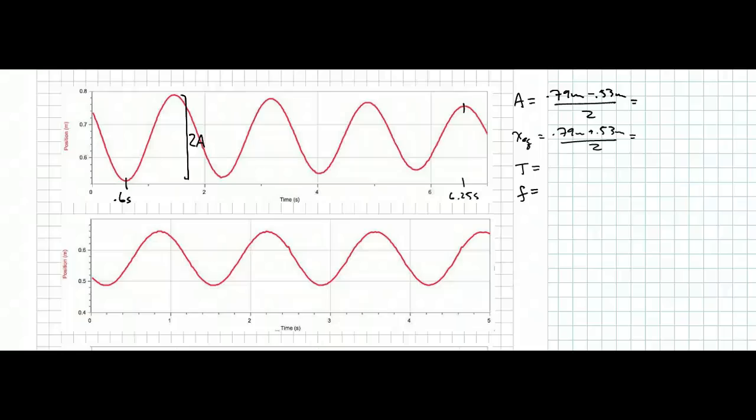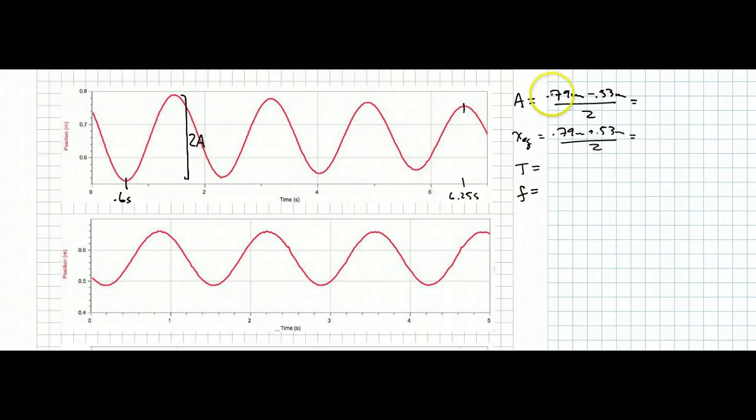Here we're doing the exploring oscillation graphs follow-up. So to find the amplitude, the easiest way is to look at the whole height here and know that that's twice the amplitude. So we want to take that difference in position and divide by 2.